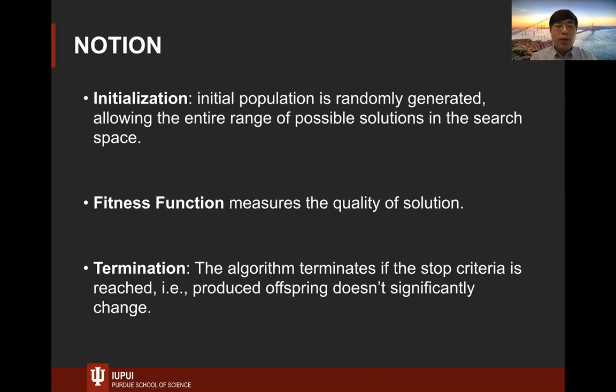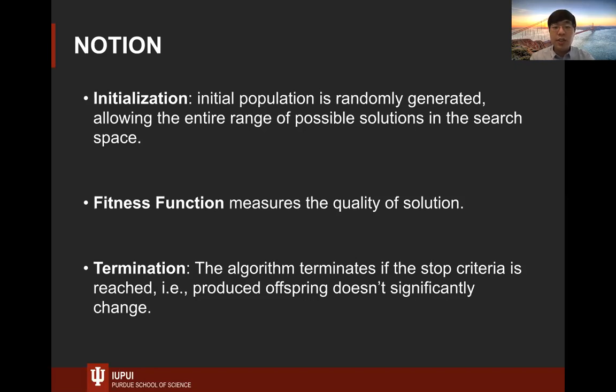Next we will talk about initialization. At the beginning of the algorithm, we will initialize the population just by randomly generating some individuals. This initialization allows the entire range of possible solutions in the search space. The next concept is the fitness function. This function measures the quality of a solution. We can say this fitness function is the objective function.